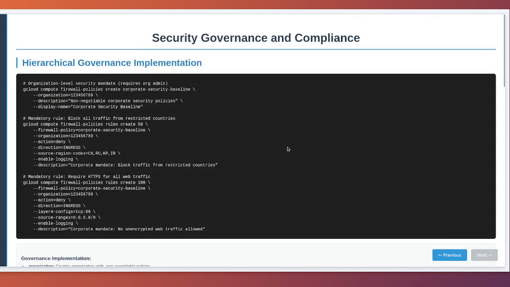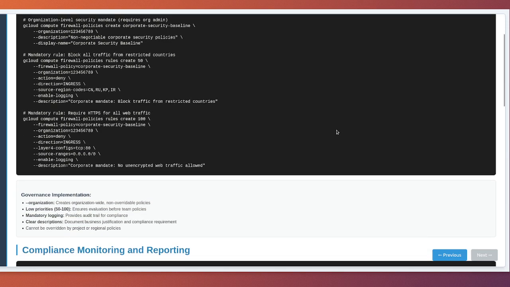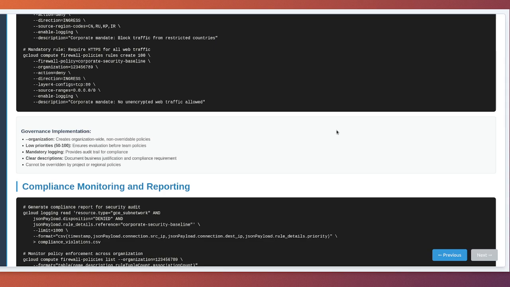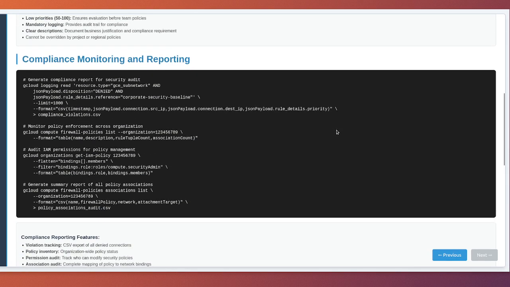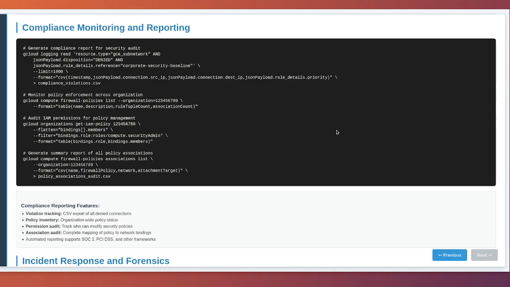Security governance and compliance. Firewall policies offer powerful capabilities for implementing enterprise security governance and meeting compliance requirements. Effectively leveraging these capabilities is crucial for organizations with sophisticated security and compliance needs.